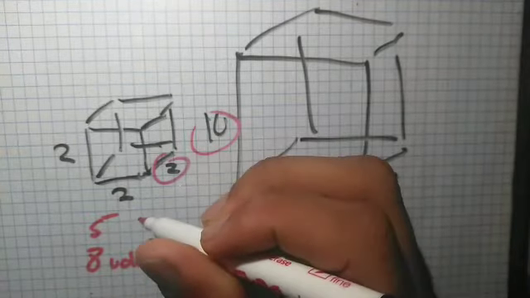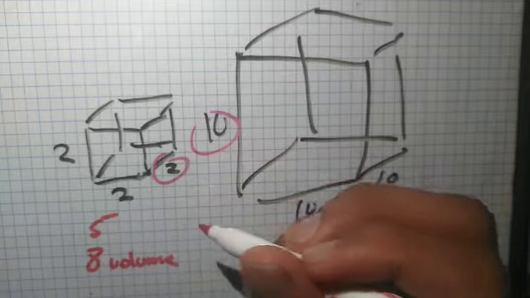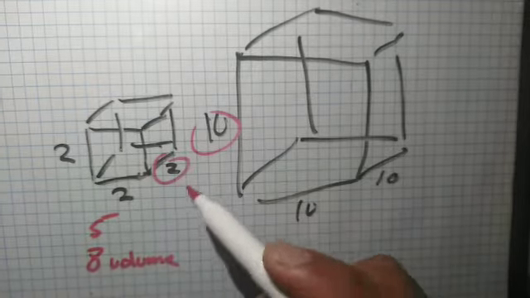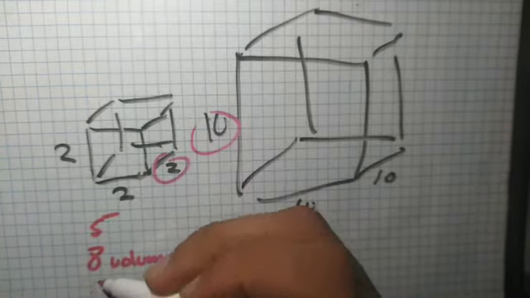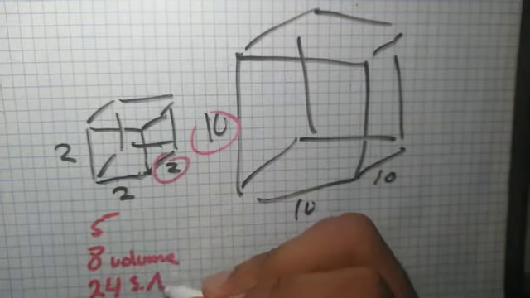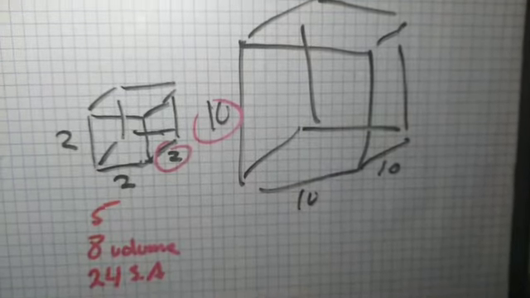Okay, so that's the volume. And now, how do we figure out the surface area? I'm not going to write it out, but it ends up being 24. That is the surface area. I think you can see that.